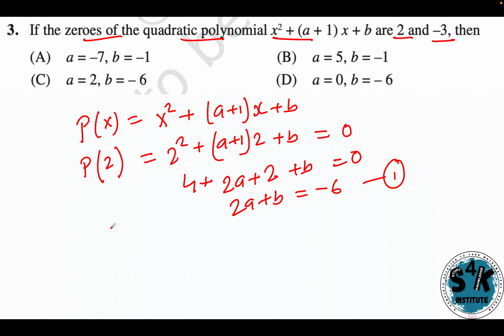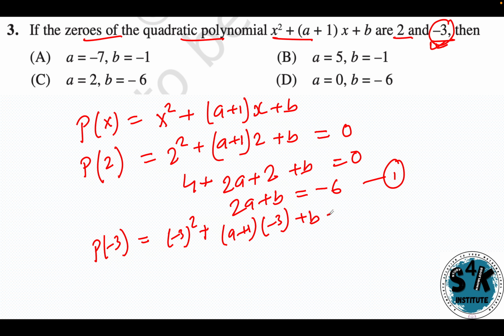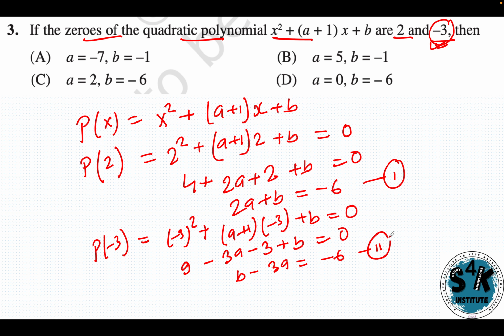Now we are going to substitute minus 3 again, because this is also a zero of the quadratic polynomial. So p of minus 3 will be minus 3 square plus a plus 1 into minus 3 plus b is equal to 0. So minus 3 square will be 9 minus 3a minus 3 plus b is equal to 0. So I will get b minus 3a is equal to minus 6. This is what I got.